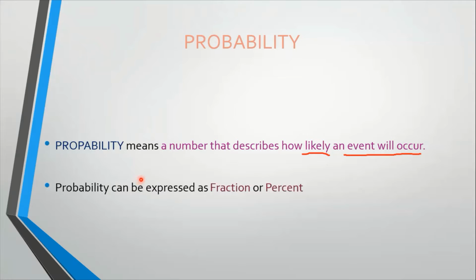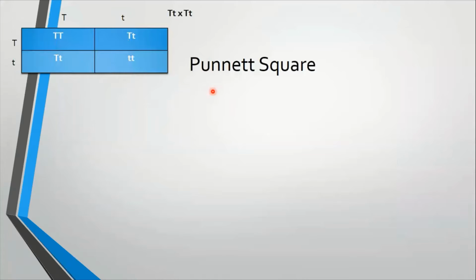Okay, it says here how we can express the probability. Probability can be expressed in two ways, as a fraction or as a percent. As a fraction, it's like 1 out of 2, 2 out of 4, 3 out of 4, 3 out of 5, like that. These are some examples of fractions. But as a percent, it is like 50%, 25%, 66%, like that. Probability is a very important thing because you will face it many times in your questions.